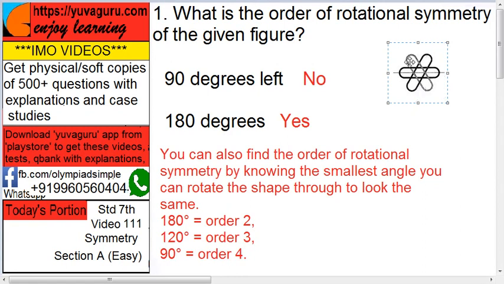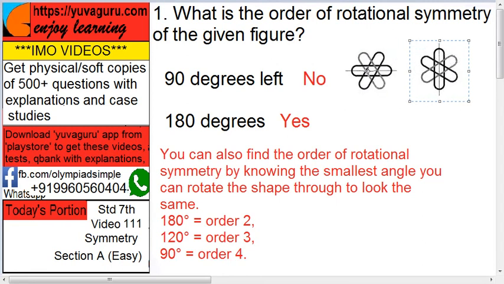Let's try 90 degrees to the left first. See, the figure looks like this. Is this the same as the original figure? I have placed both side by side. Is this the same as this one? No. The line is over here and the line is over here. So 90 degrees left? No.